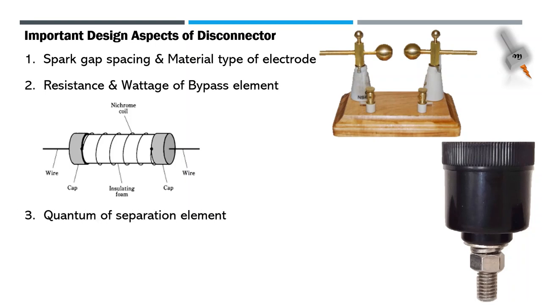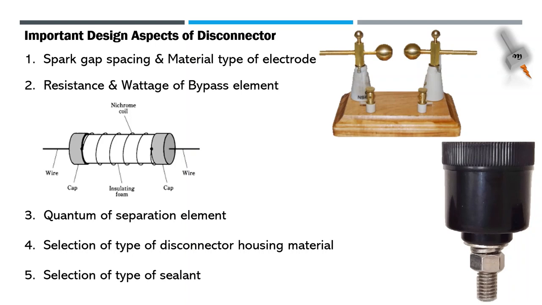In case of cartridge, the size. Number 4 being the disconnector housing material. A selection of thermoplastic or thermoset polymer can be considered. Number 5 being the sealant type with preference to structural sealant.